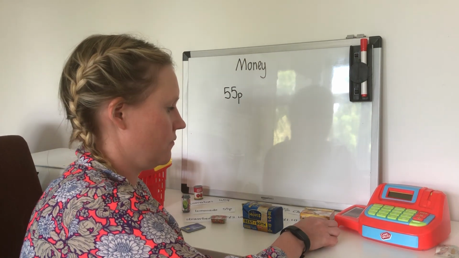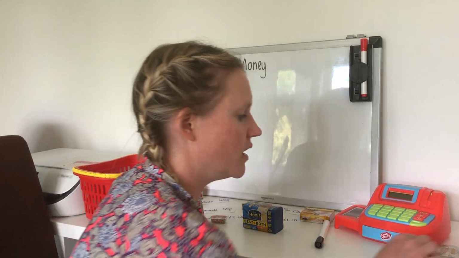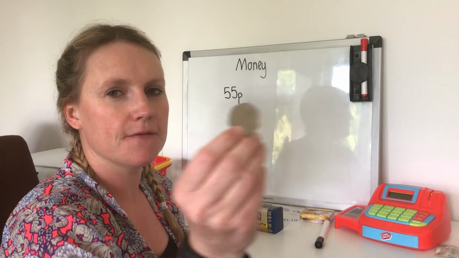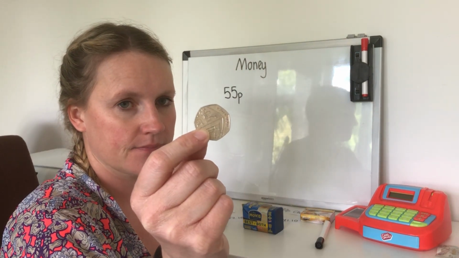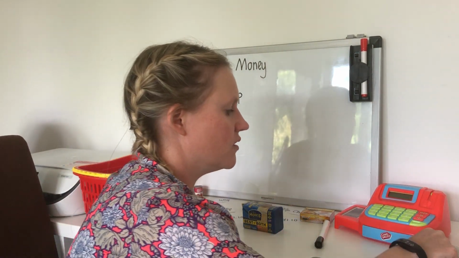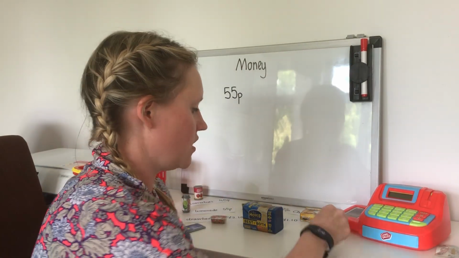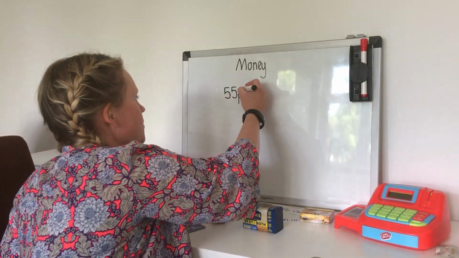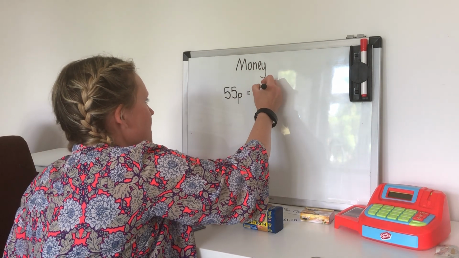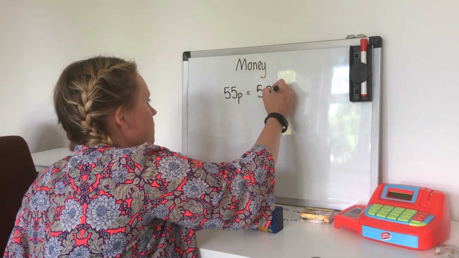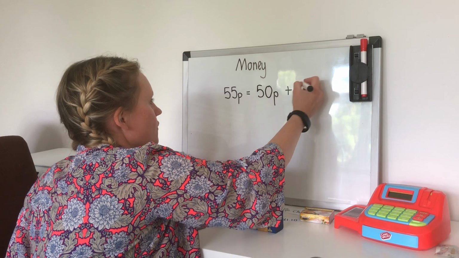55p. Okay, so the first coin I would need is a 50p. And the second coin I would need is a 5p. So I'm going to write that down. So to pay, I would need 50p and 5p.